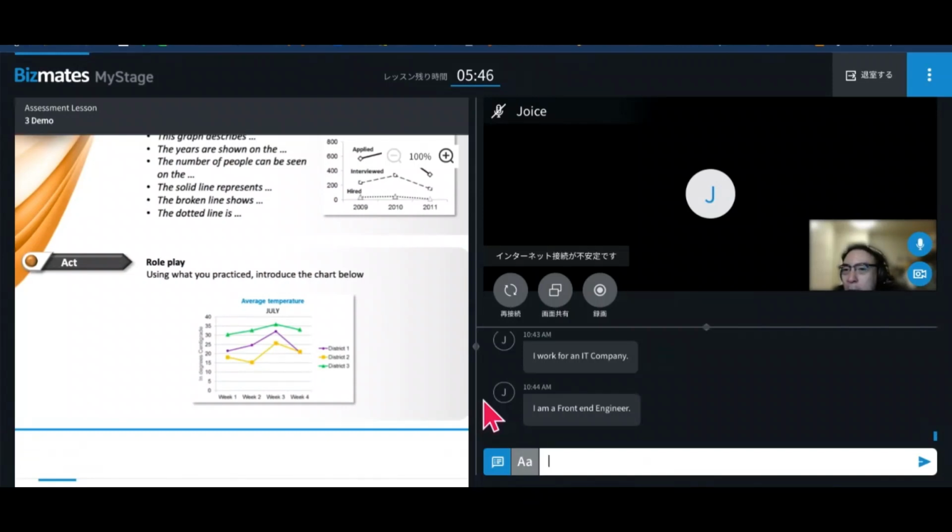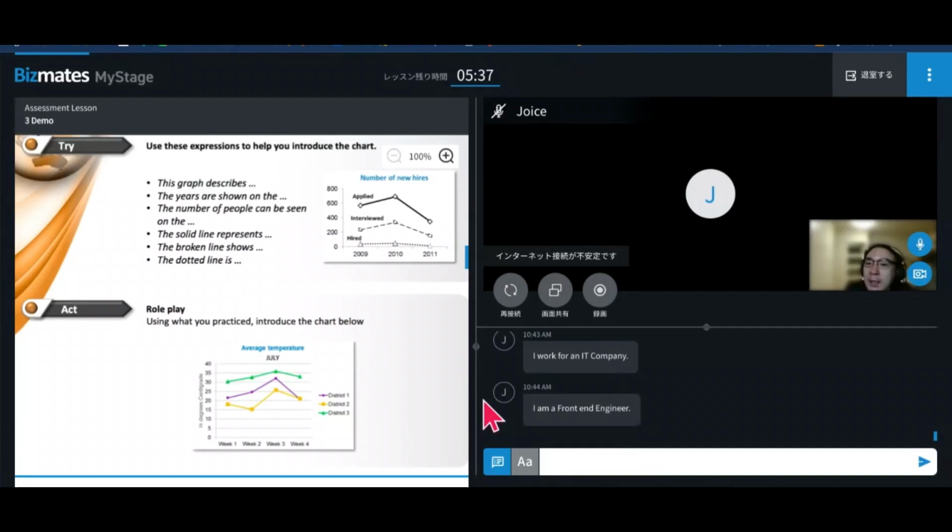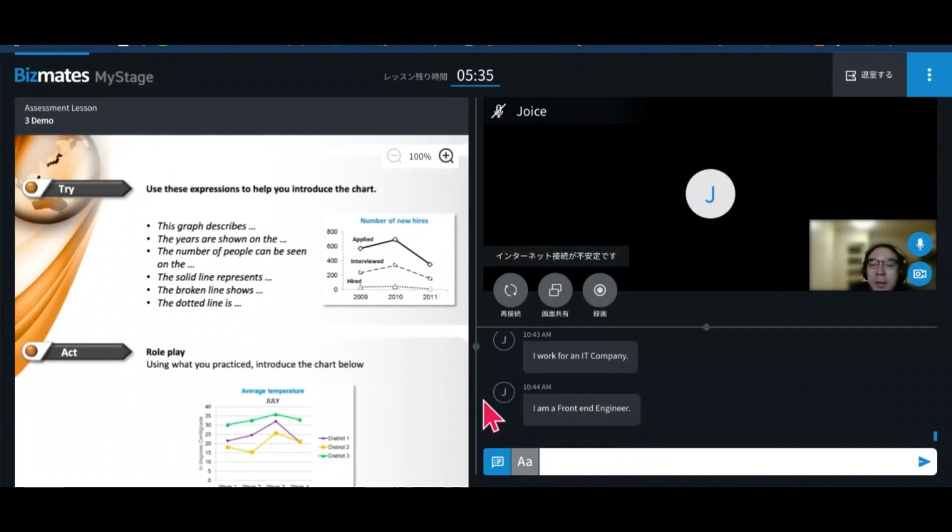Yes, go ahead. Thank you. When using Try chart, in other words, I learn the sample presentation in this part, and after that, I use that method to act the chart. Is that right? Correct. Thank you.